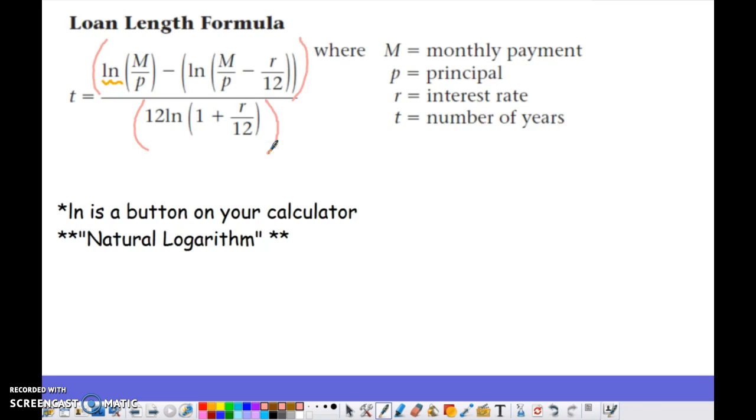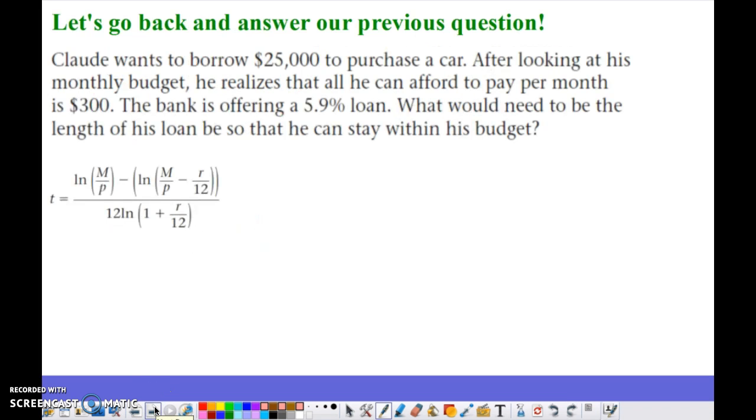So let's go ahead and do an example where we are using this formula. Same example as before. This Claude guy is borrowing $25,000. He wants to pay $300 a month at a 5.9% interest rate. How long does the loan have to be? What's the length of his loan? Whenever we see length of his loan, we know we have to use the length of a loan formula.